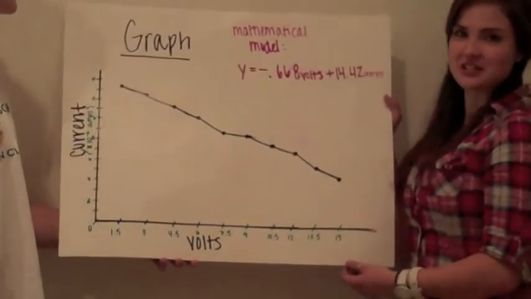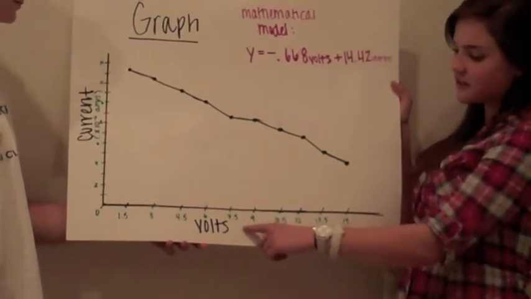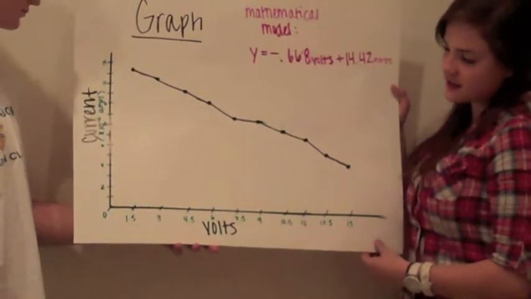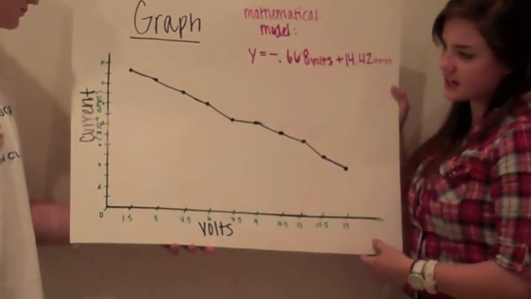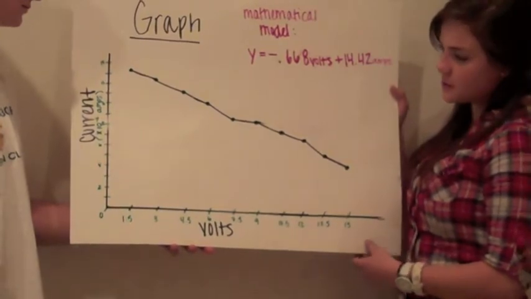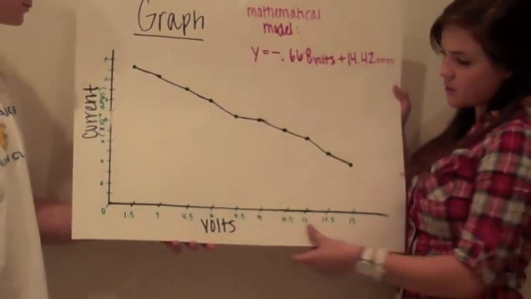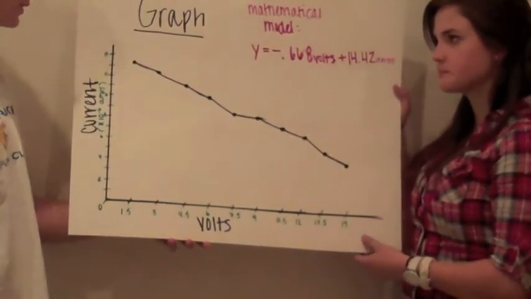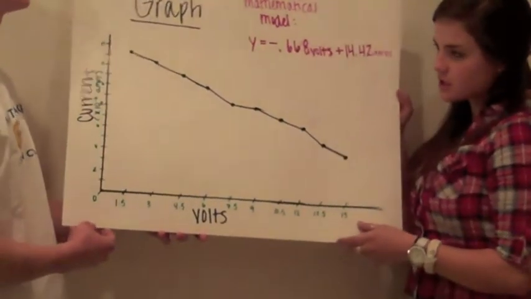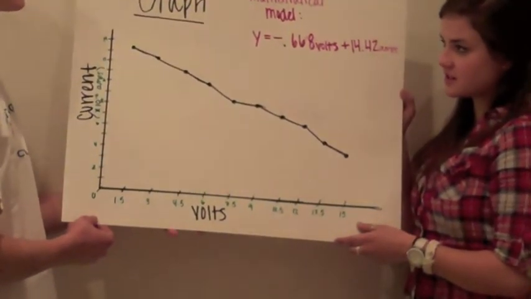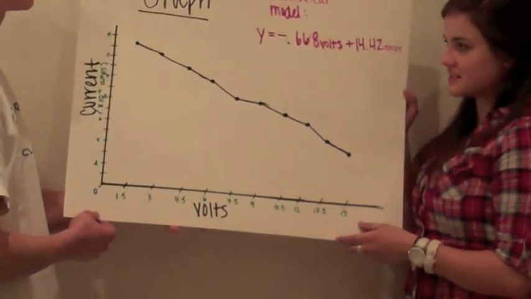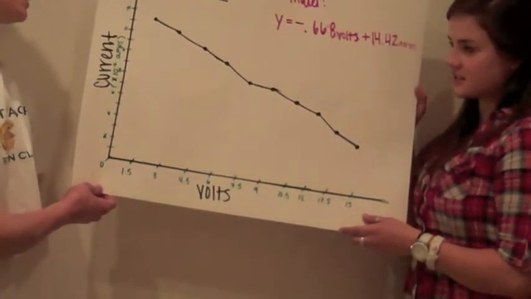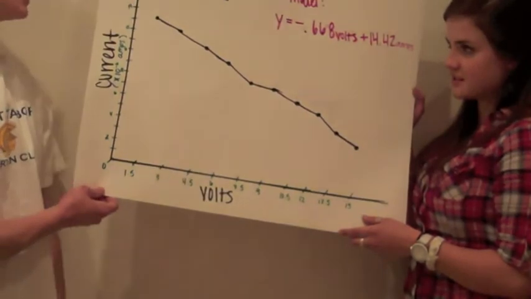We have now put our information into a graph. On the x-axis, we have volts, which goes every 1.5. And then we have current on the y-axis, which is measured in 10 to the negative 6 amps. So we put each of our points corresponding with the x and y axis and connected them for the line of best fit. For our mathematical model, we have y equals negative 0.668 volts plus 14.42 amps. And we got that by taking the line of best fit from our data and then finding the slope and y-intercept of that data.